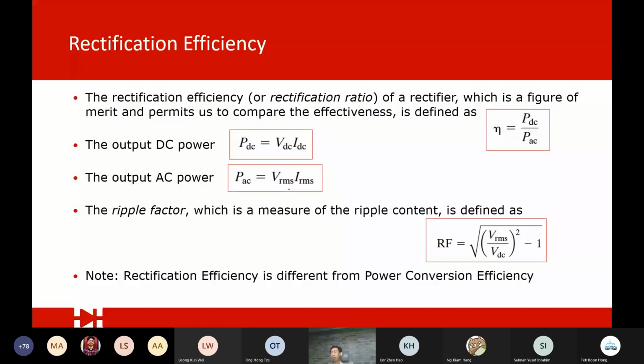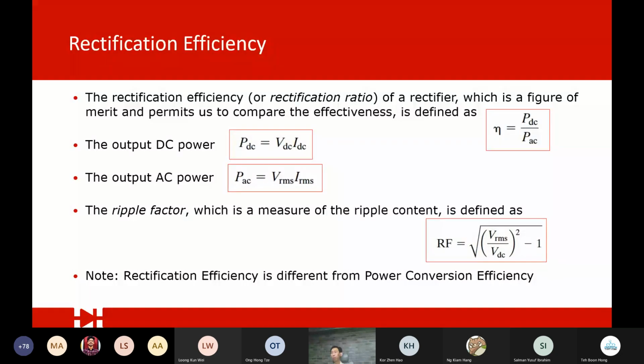Now for the rectifier, rectification efficiency. How do we know how efficient it is? Like I said, in the old days we used a motor, or an AC to DC machine, so it's not that efficient. And then the newer semiconductor ones improve the efficiency.